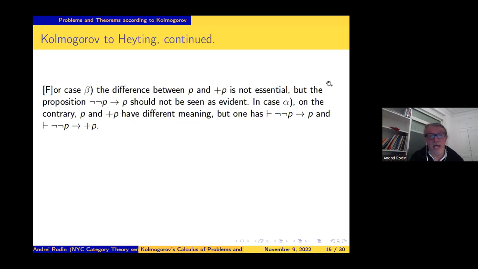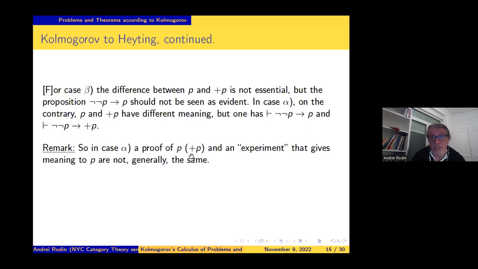However, and that's intuitionistic, of course, so we don't have excluded middle or double negation elimination. However, in case alpha, P and plus P have different meaning. So take a proposition like, say, the Borel conjecture, and the proposition to prove it, to prove your goal. It's not the same thing according to Kolmogorov. And on the other hand, in these cases, he assumes that double negation elimination actually works. So it's basically a classical fragment of this calculus.